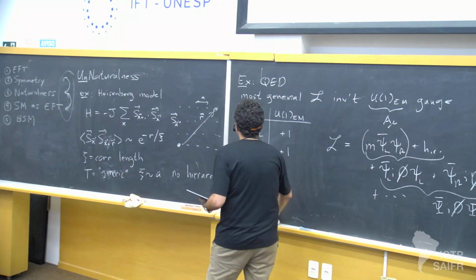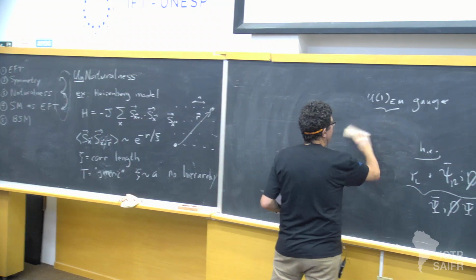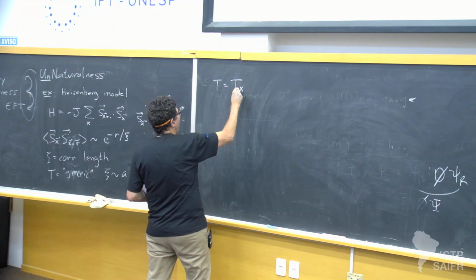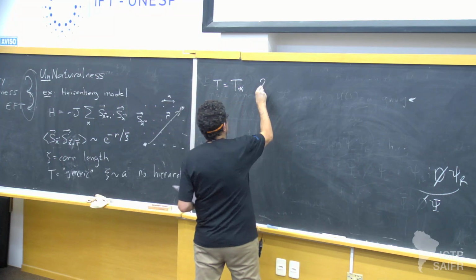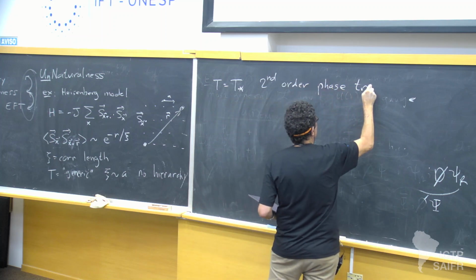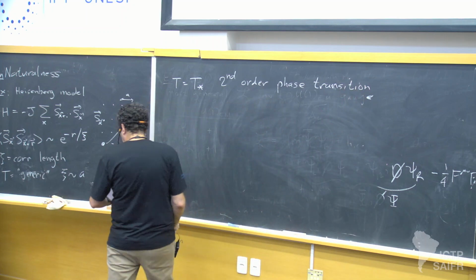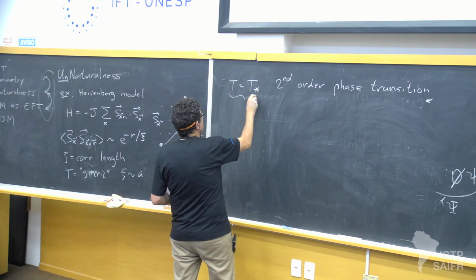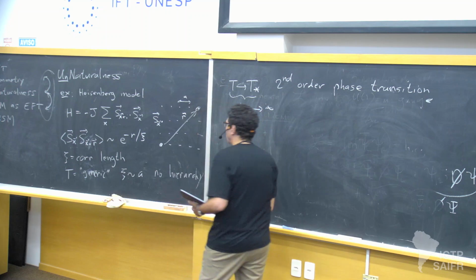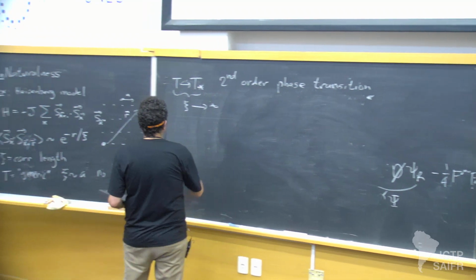But generic, well, I'll tell you what I mean by generic. There's a non-generic temperature. There's a phase transition in this theory, okay? At some temperature, T equals T star, there's a second order phase transition. And in the second order phase transition, what happens is that as T approaches T star, xi actually goes to infinity. The correlation length diverges.